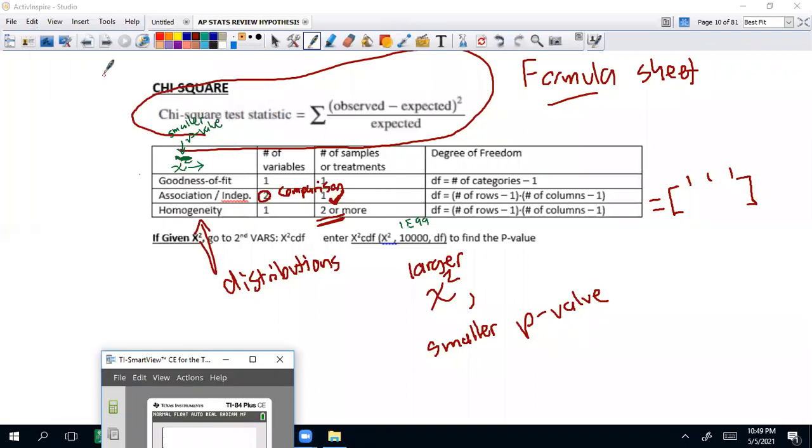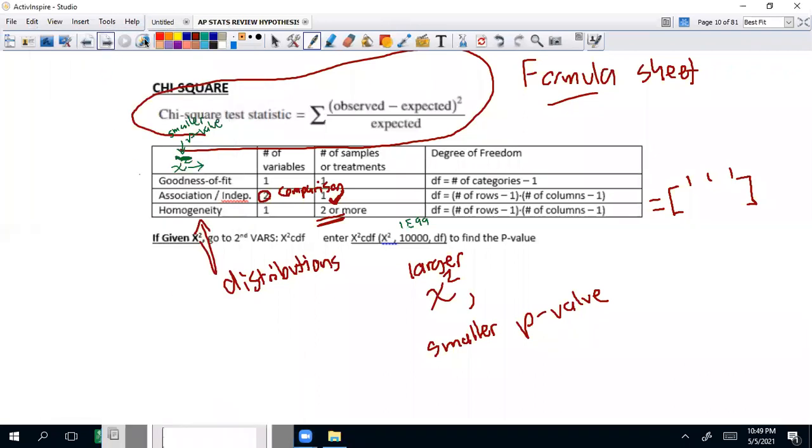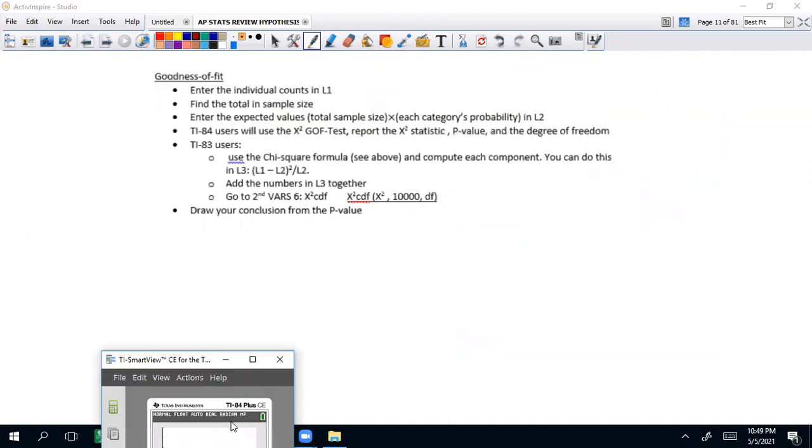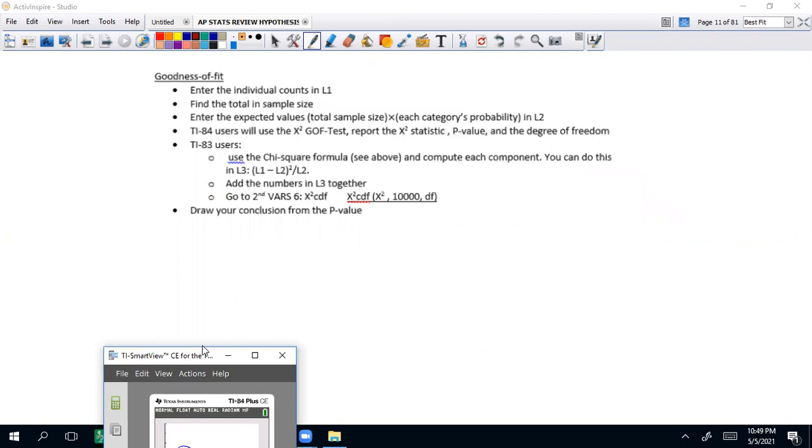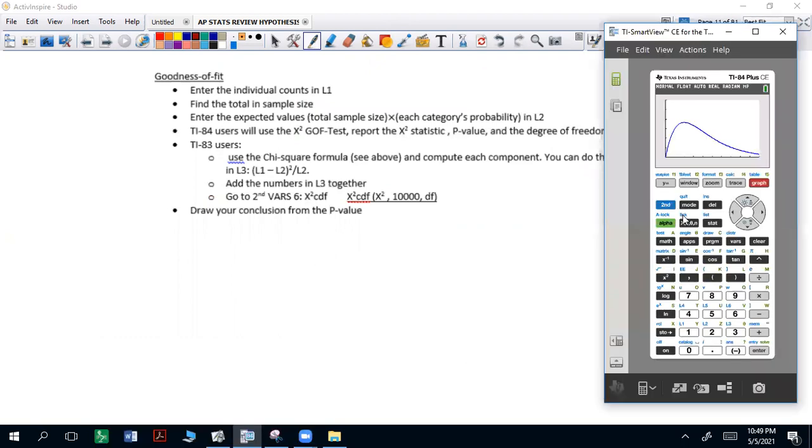All right, let me pull that off here. All right, so for goodness of fit, you're going to enter all your counts in L1. So if you have a set of data here, let's do an example problem. So let's say you have a bag of M&Ms, like 5 of one color, 7 of another color, 4 of one color, 3, 2, whatever.